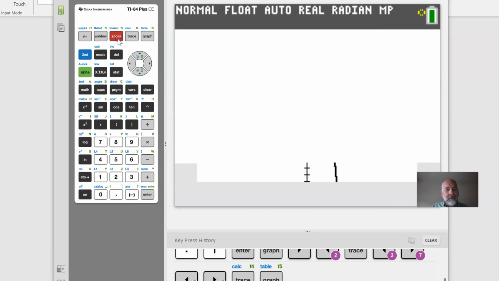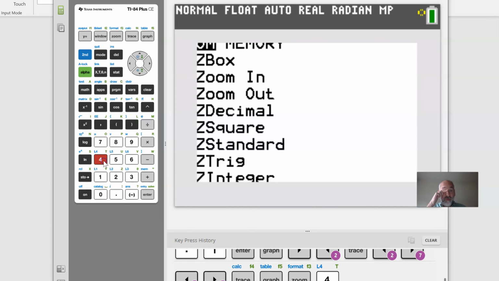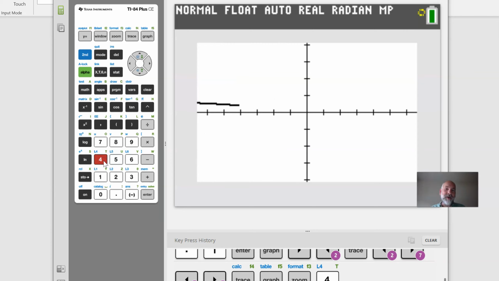Now I'm going to do a little something here. I'm going to hit Zoom and Zoom Decimal on the calculator, and you can do this with your calculator as well. The graph is going to look like this. Look at that. It wasn't there a moment ago, and now suddenly there's a space there. We've got to have a little discussion.